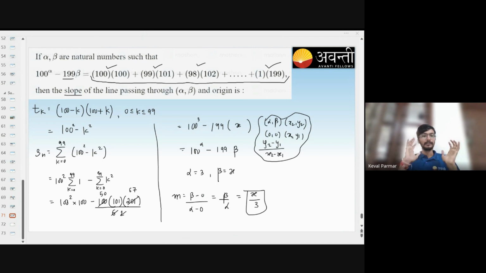So this is the end of your sequence and series. We'll be starting with straight lines from tomorrow's class. Tomorrow is Friday. We'll be starting with straight lines. This was the end of the chapter for sequence and series.